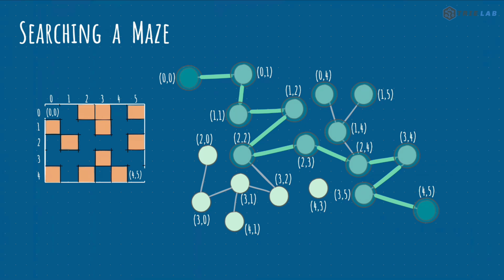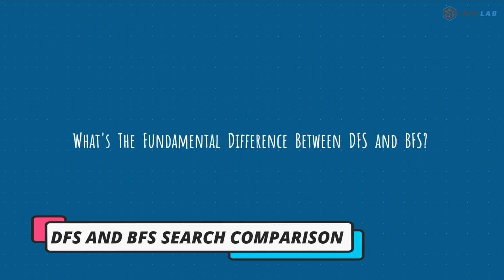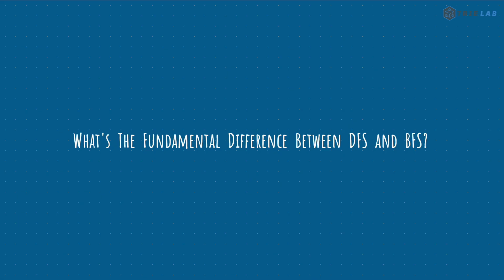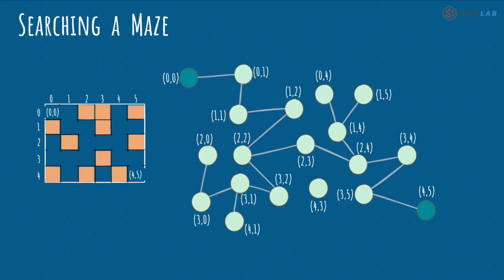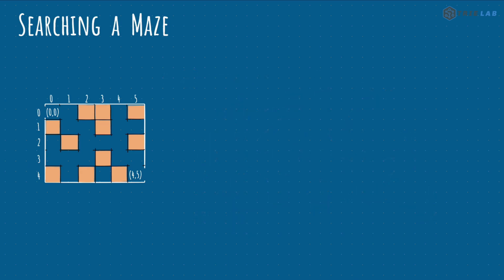Well, now that we have seen both depth-first search and breadth-first search in action, let's try to answer the most important question. What is the most fundamental difference between both of these algorithms? We'll try to answer this question using the same maze that we have seen before. Now we will take the graph representation of the maze we have seen earlier, and we will convert it into a tree representation. But what exactly is a tree?